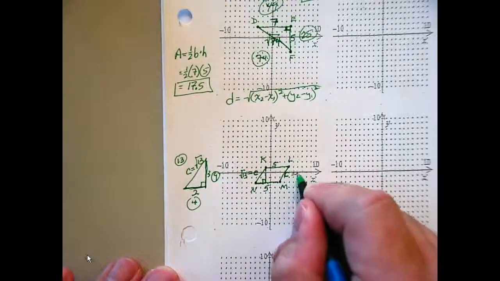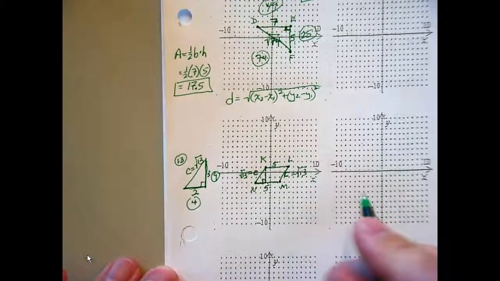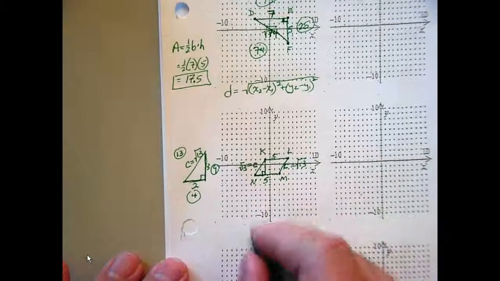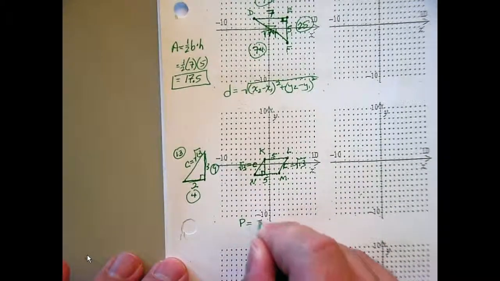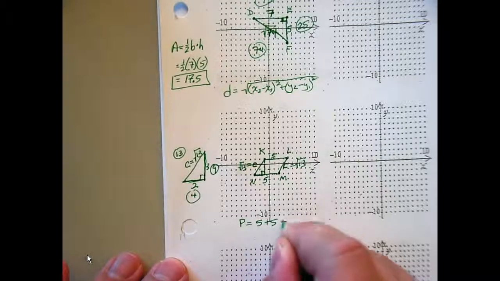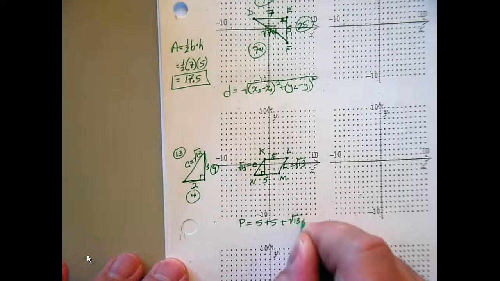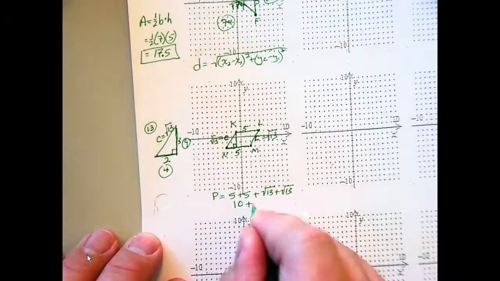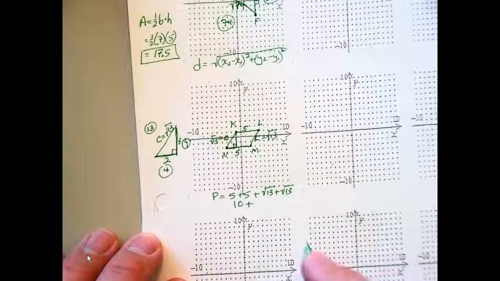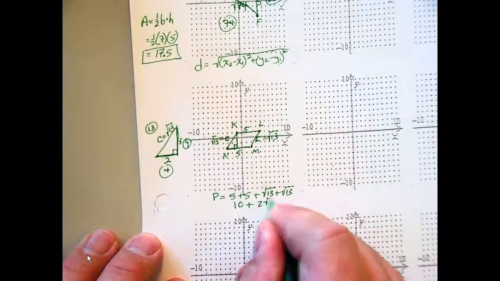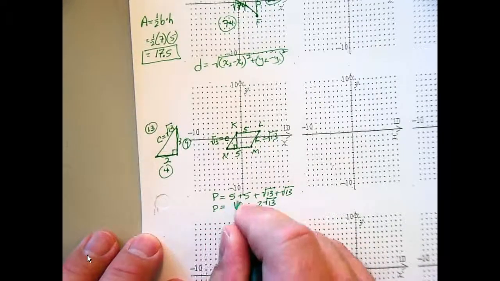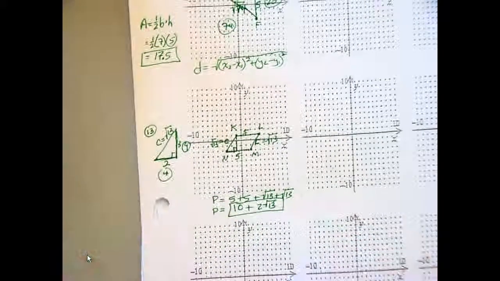This is root 13. So my perimeter is 5 plus 5 plus root 13 plus root 13, or the other way of writing that is 10 plus, how many root 13s? 2 root 13s. That's equal to our perimeter. What's our area?